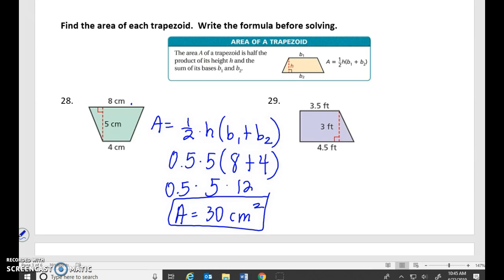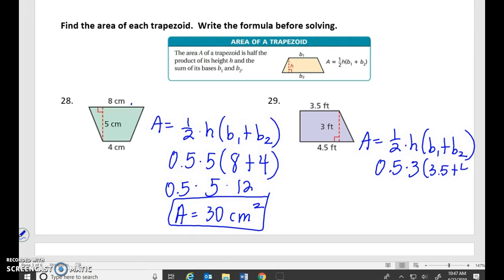Okay, go ahead and do 29. Make sure you write down your formula first. Okay, let's check your answer. So notice I wrote down my formula first. 1/2 is going to be 0.5 times my height. What was my height? 3. Parentheses, base 1. 3.5. Base 2, 4.5. Okay, and I must do my parentheses first. So what's 3.5 plus 4.5? 8.